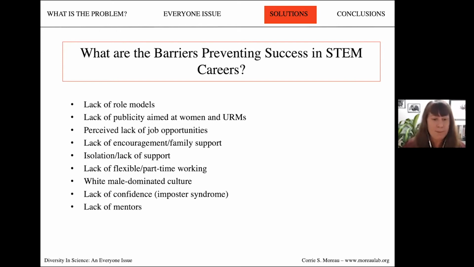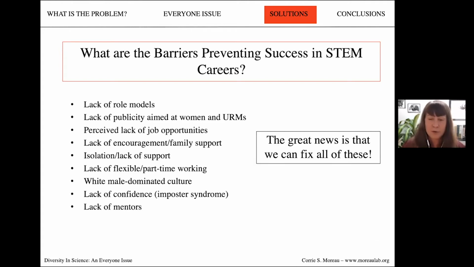We know that white male dominant culture can actually make it an unwelcome environment for people who may otherwise feel uncomfortable there. We also know that there can be a lack of confidence or imposter syndrome for many people who are underrepresented in any field. And there, of course, is also a lack of mentors. But the great news is we can actually fix all of these things.